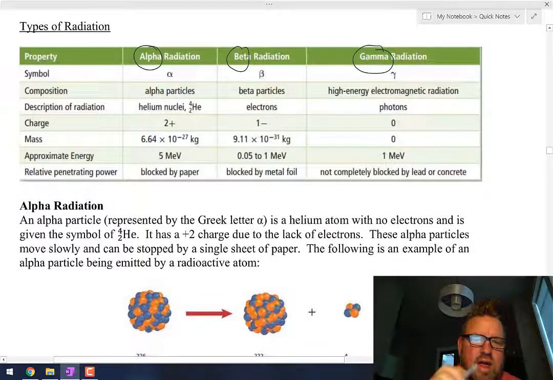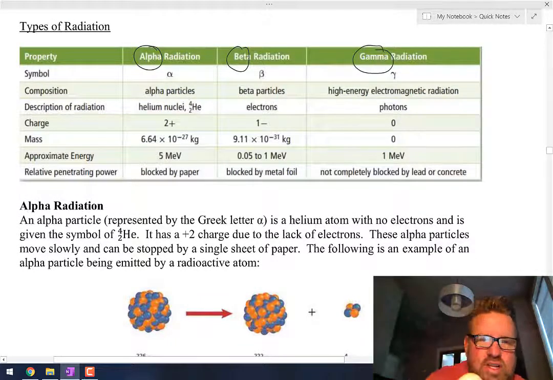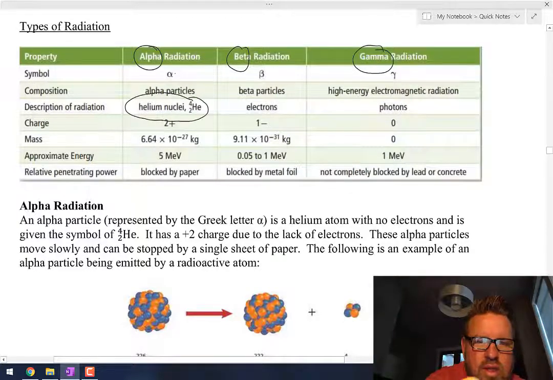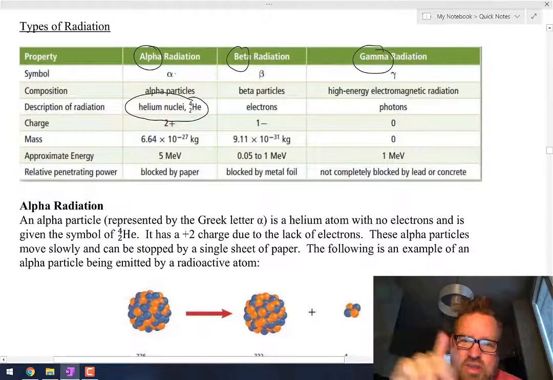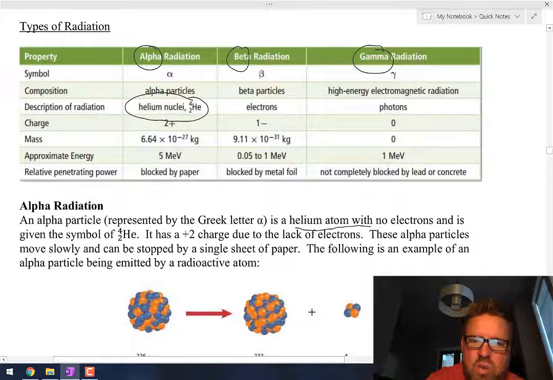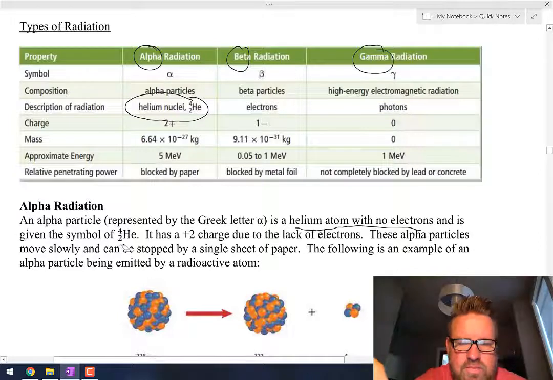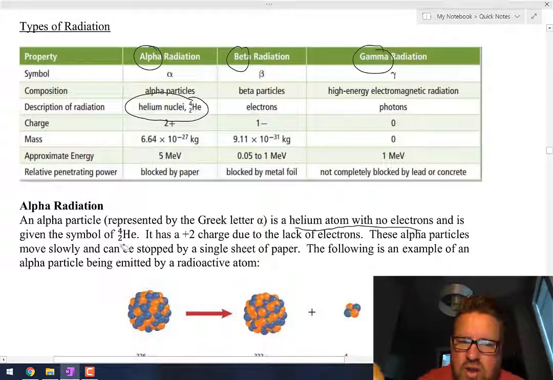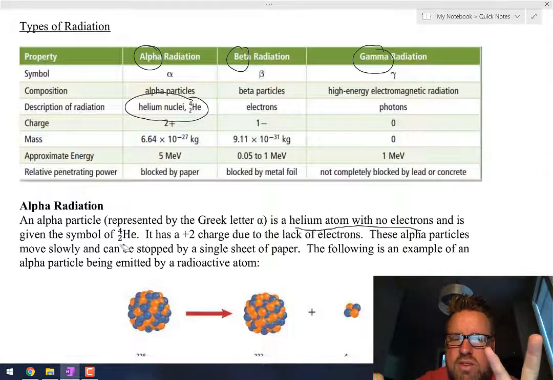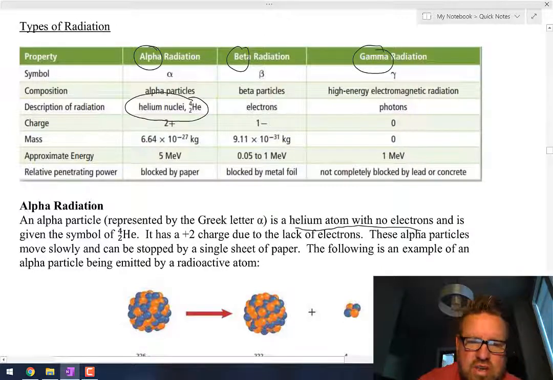An alpha particle is really nothing more than a helium atom. There's a little difference: it's a helium atom with no electrons. How would you write normal helium? Helium has a mass of 4 and 2 protons, so you'd put the little 4 and the 2. But because it has no electrons, it still has the 2 protons but no electrons, so it has a charge of positive 2.